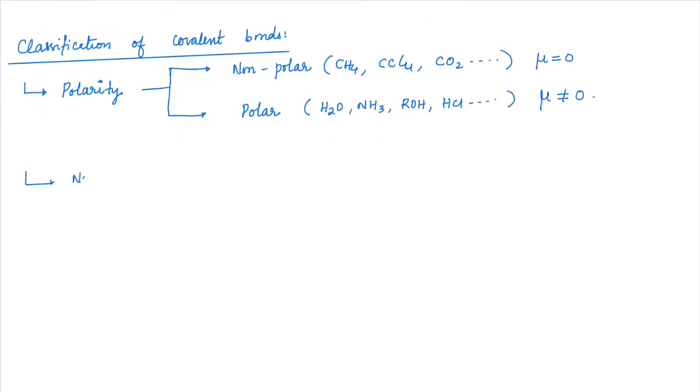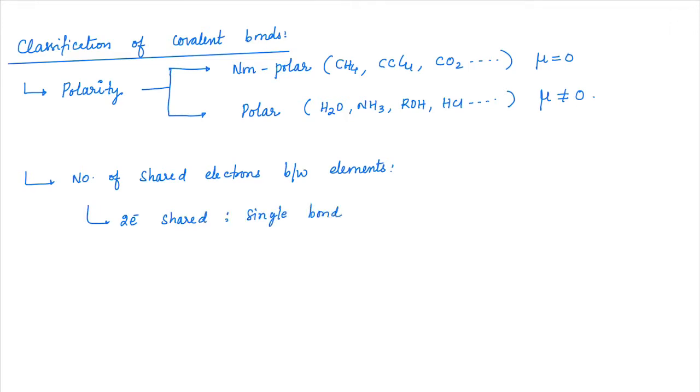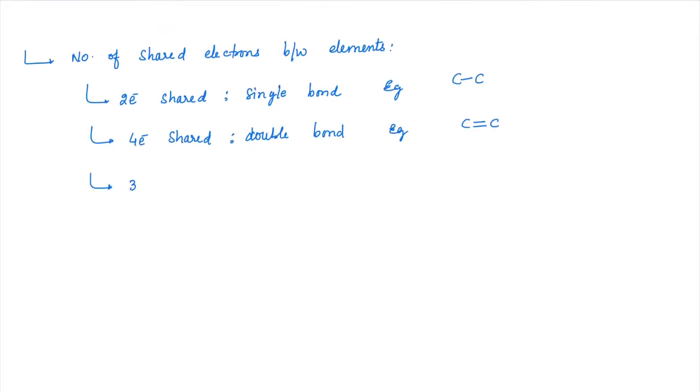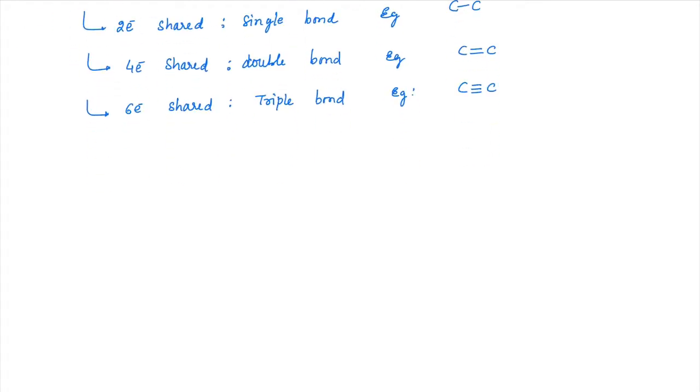The next classification is on the basis of number of shared electrons between elements. Okay, if there are two electrons being shared between two elements, we designate that as single bond. For example, between carbon and carbon, if there is one bond written, that means it is single bond. If there are 4 electrons being shared, we call it as double bond. Okay, when carbon has double bond like this is a representation, and when there are 6 electrons being shared, you call it as triple bond. See, this is how we write it. This is the other classification.